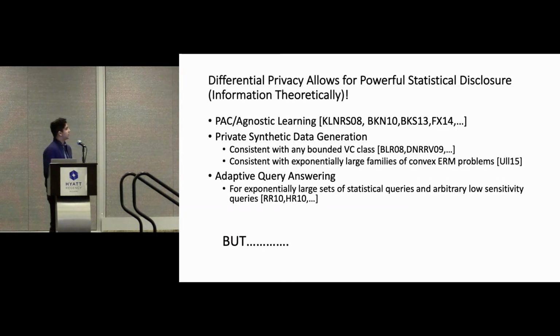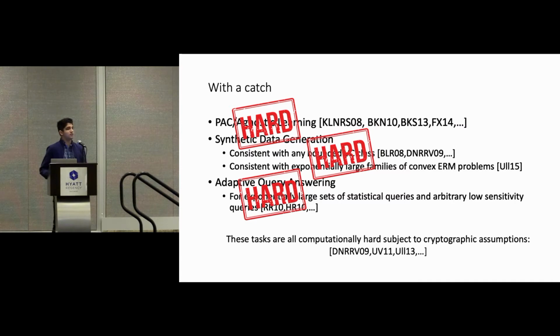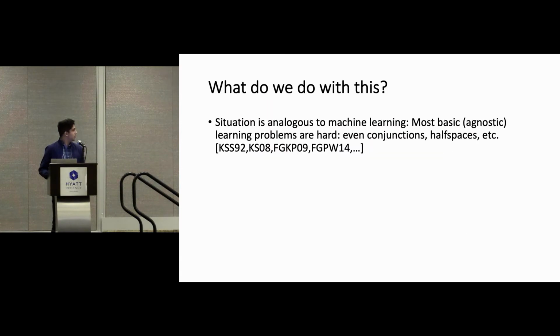Okay, so the good news is that under differential privacy, we can achieve powerful statistical disclosure. We can do PAC and agnostic learning. We can generate private synthetic data. As we saw in Stephen's talk yesterday, we can answer exponentially many adaptively chosen queries. But the downside is that all of these problems are computationally hard under privacy. And so where do we go from this?